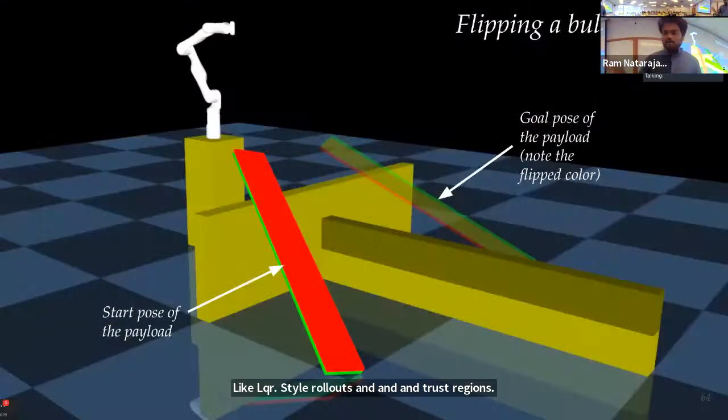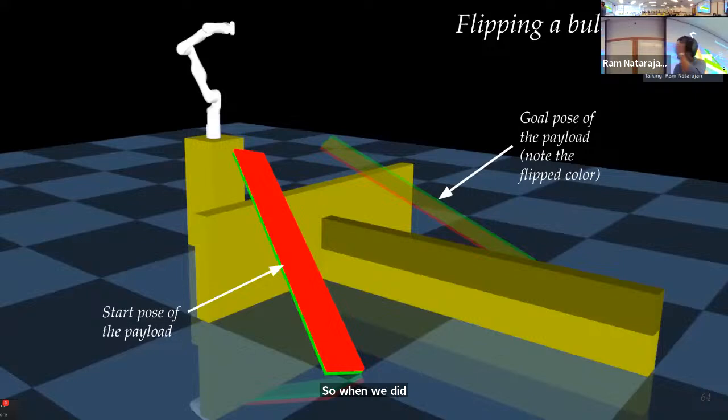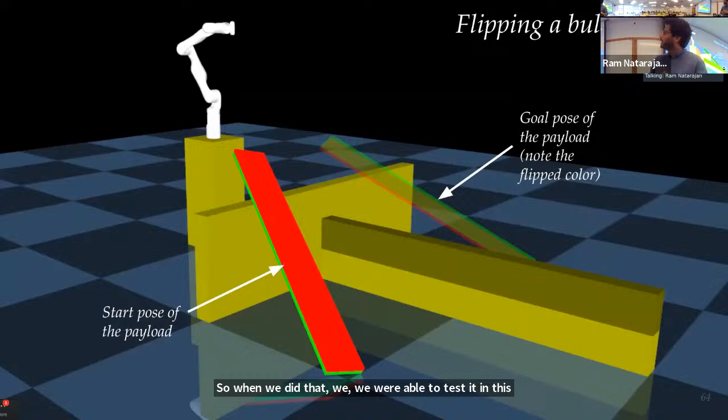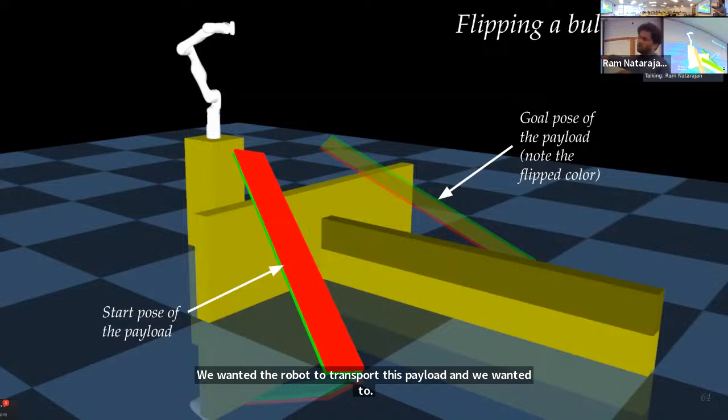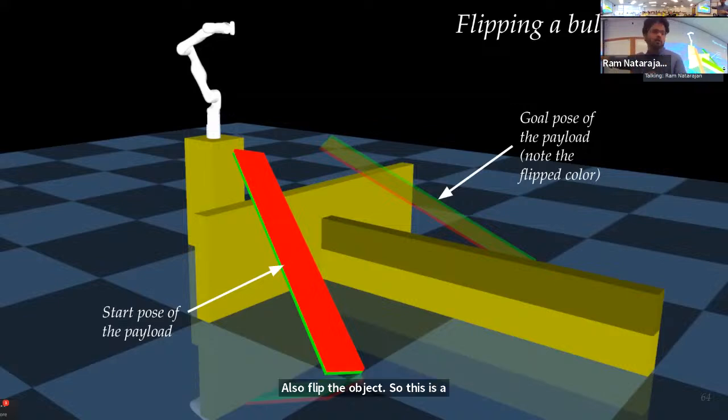So when we did that, we were able to test it in this environment first. I'll first talk about the simulation setup and then go into the hardware experiments. For the simulation, we wanted this robot to transport this payload, and we also wanted to flip the object. This is a heavy object. We'll be evaluating it for different masses of the object. And the robot itself cannot lift the object at any configuration.